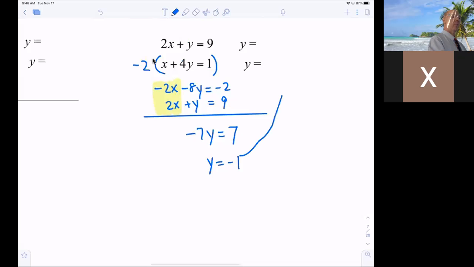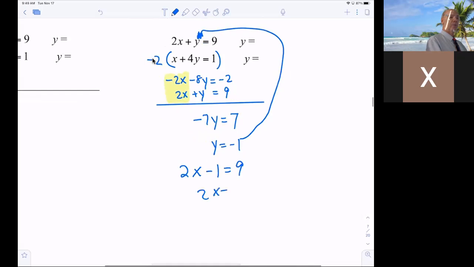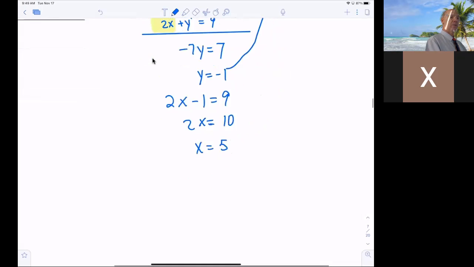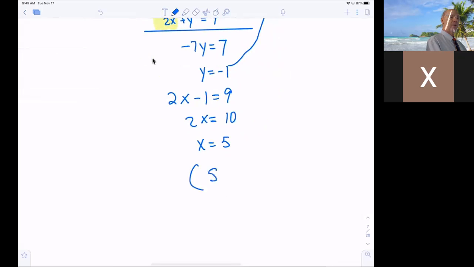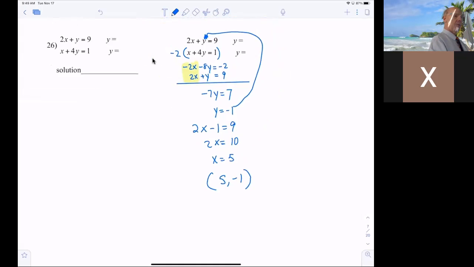So now I'm going to plug negative 1 right up in here. So I have 2x minus 1 equals 9. So 2x equals what? Come on. 2x equals what? 10, so x equals 5. So the answer is 5, negative 1. All right, the solution, that's there for a reason, 5, negative 1.